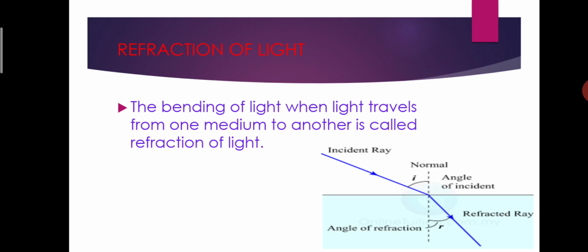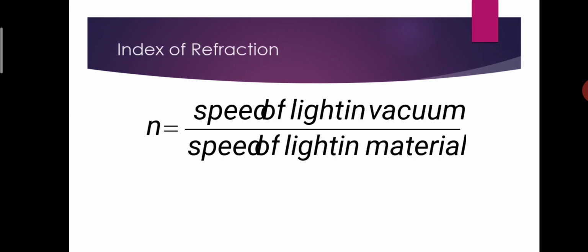So when the light comes from one medium to another medium and it displaces from its position, that is called refraction of light. Now how do we find the index of refraction? There is a formula. n equals speed of light in vacuum upon speed of light in the material.